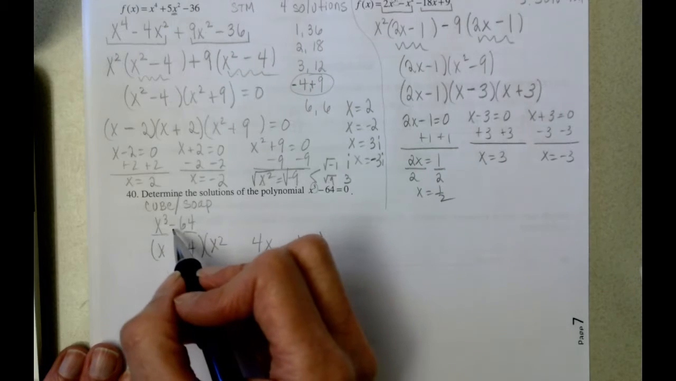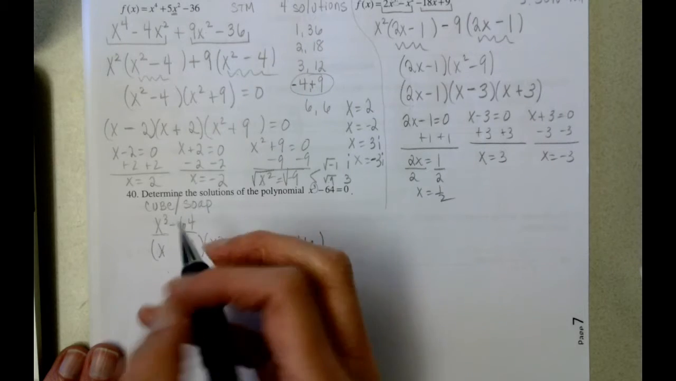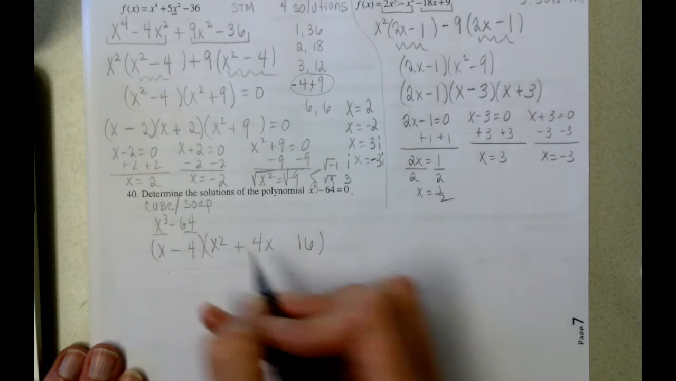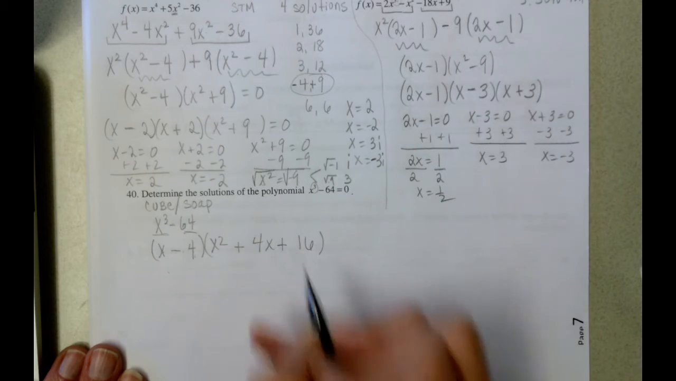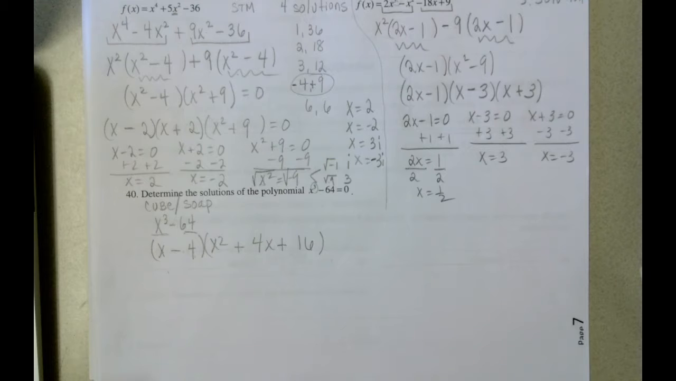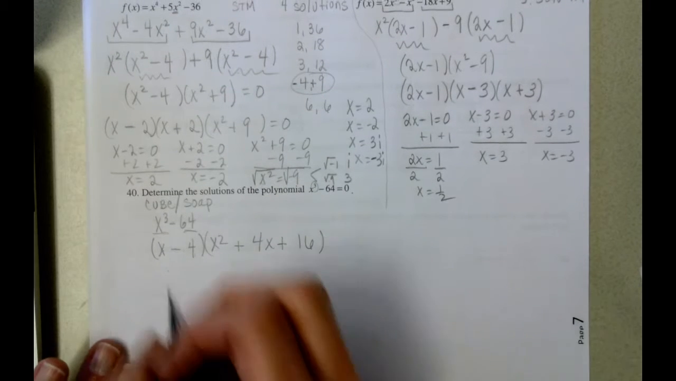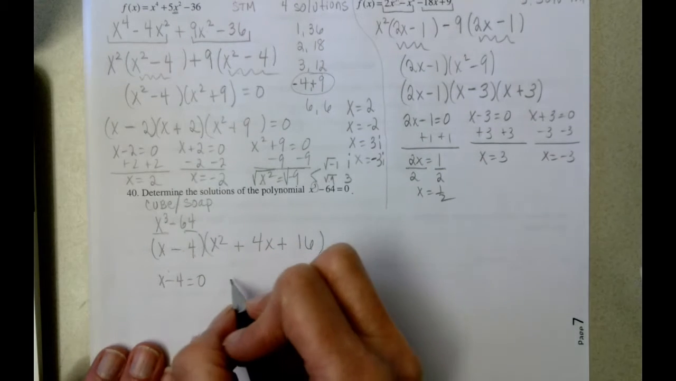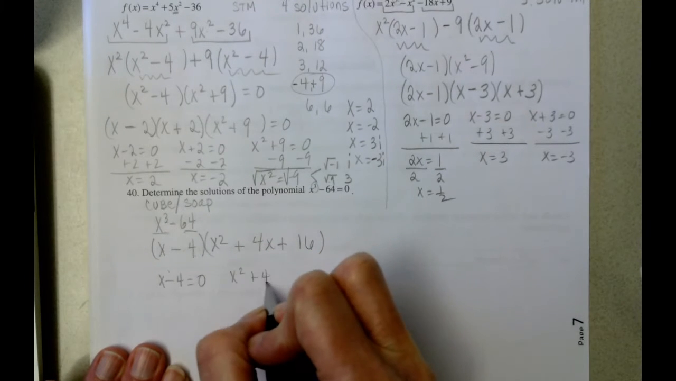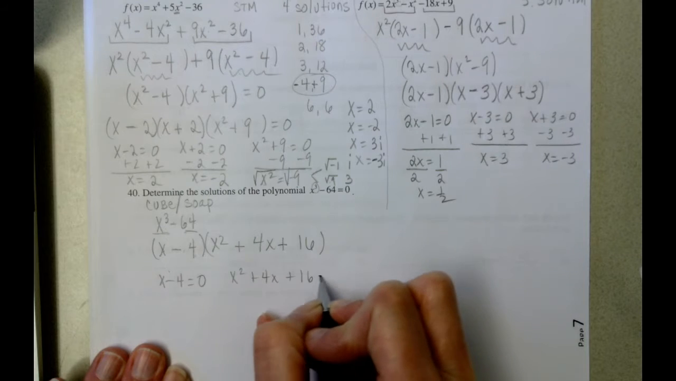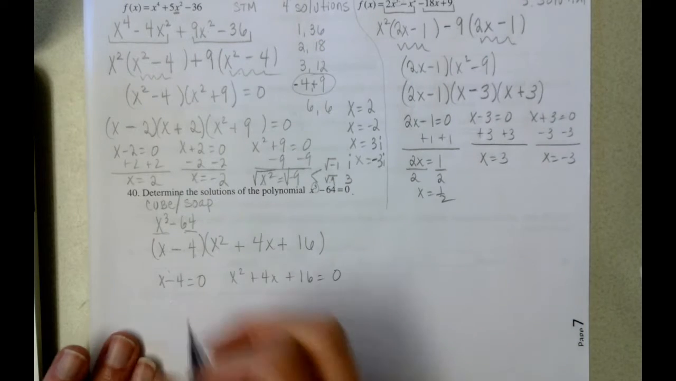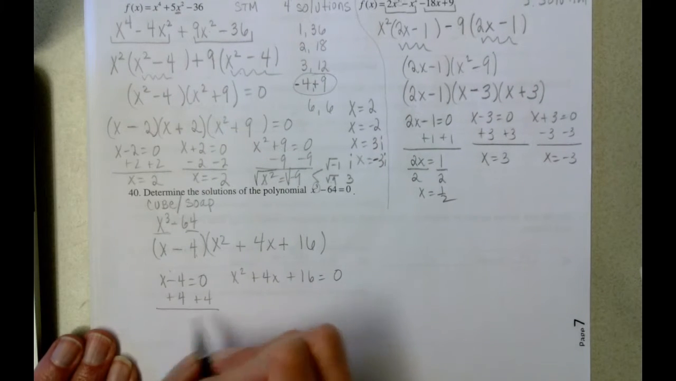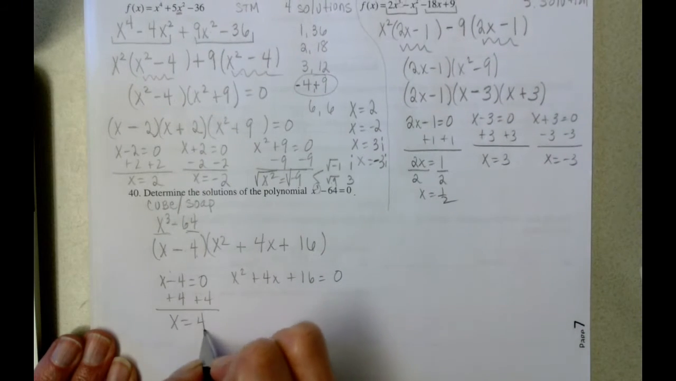And then what's going to happen? Same sign, opposite signs, always positive. Well, now what we're going to do is take each of these, x minus 4, and set it equal to 0. And we're going to take x squared plus 4x plus 16 equal to 0. So we can get one of our roots from here. It gives us x equals 4.